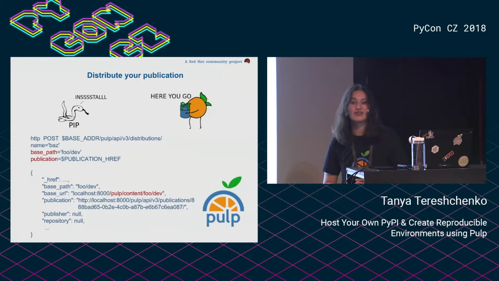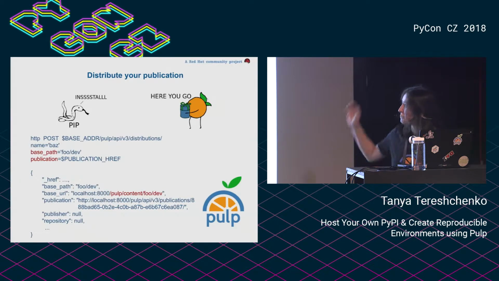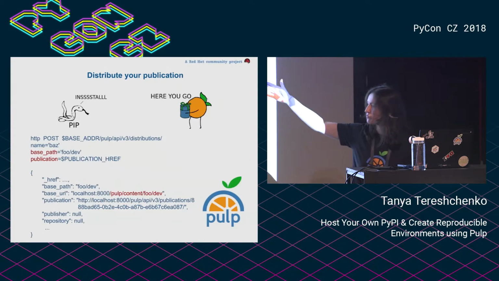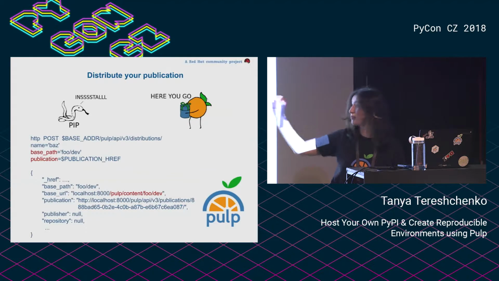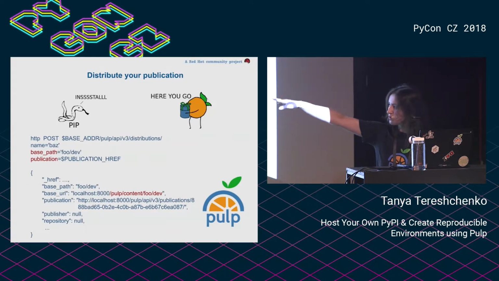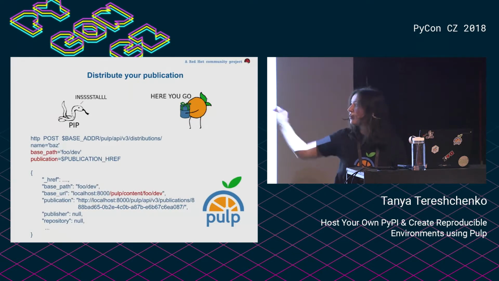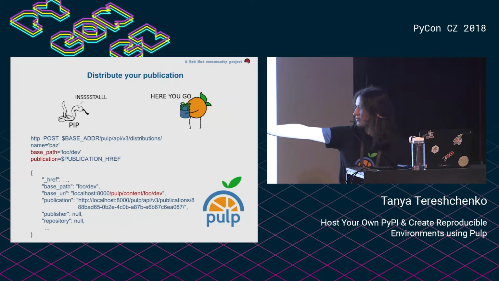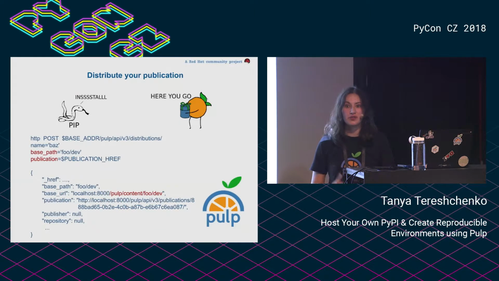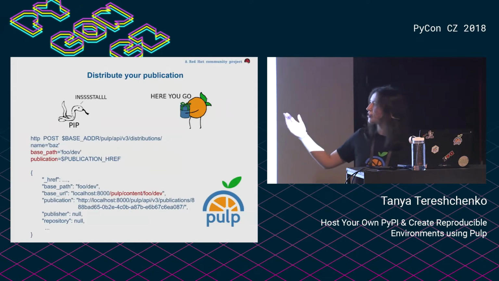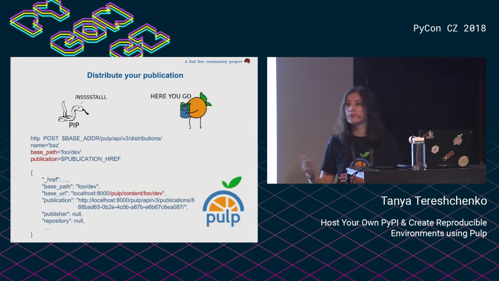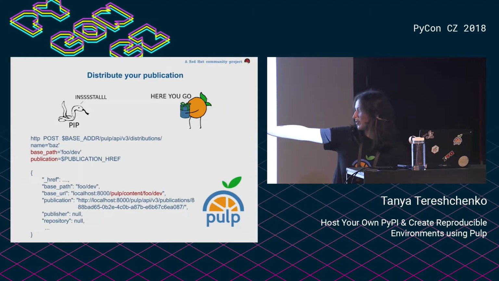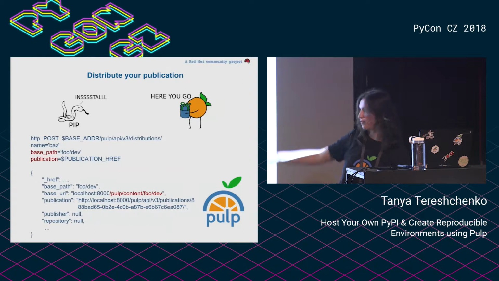And guess what? We need a distribution. We tell our distribution the publication we want to distribute. And now, important parameter is a base path, because this is the path which will be a part of URL. You can see it in response, the base URL, where your content will be served. So for example, here, we wanted to create an environment for developers. So I called it dev. So your content will be served at Pulp content foo dev.